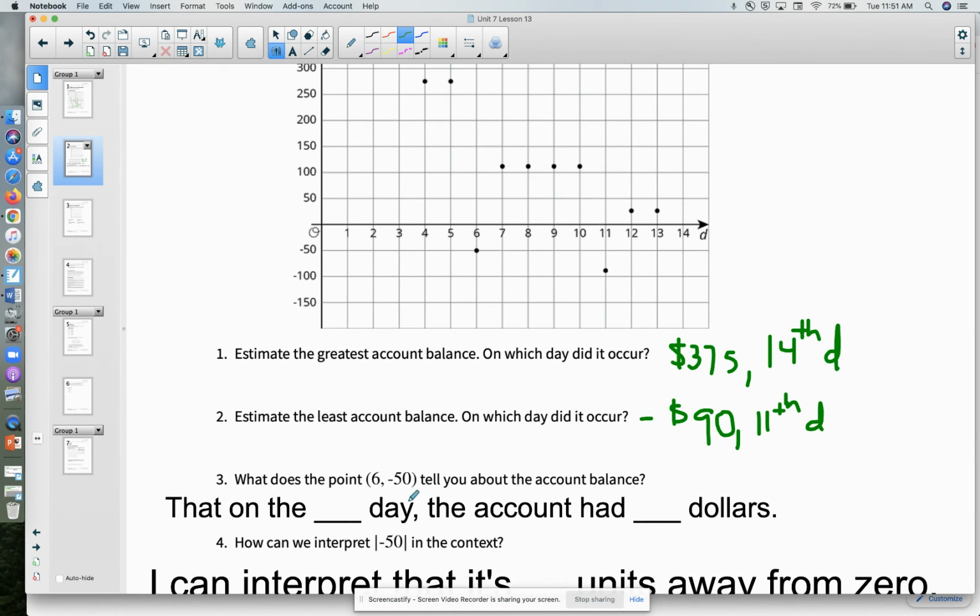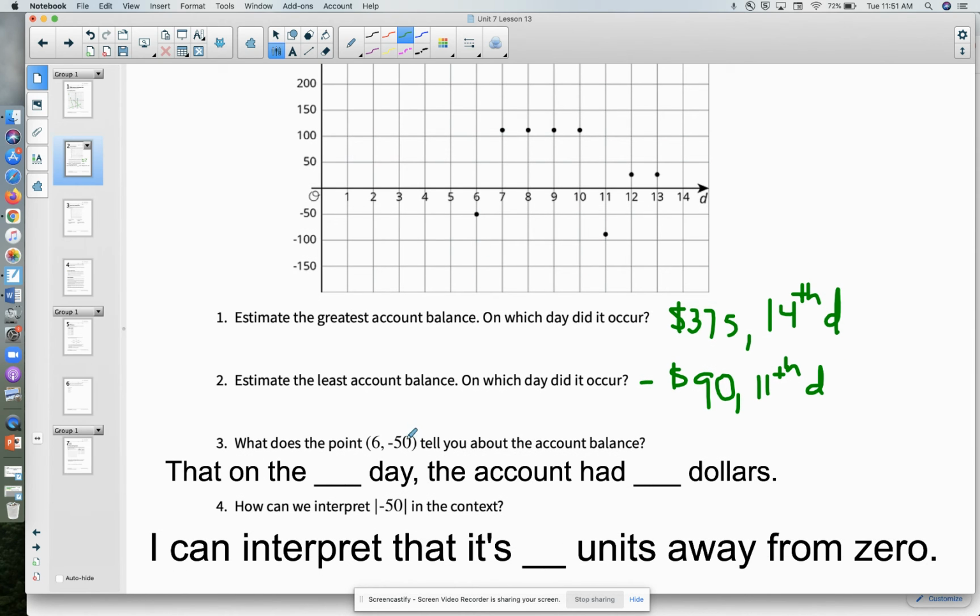So what does the point (6, -50) tell you about the account balance? So look at the 6 and then the 50. So then what would you say? And here's a sentence frame that you can use. So go ahead and pause it, and once you're ready, you can unpause it. That on the 6th day, the account balance had how much? Negative $50.